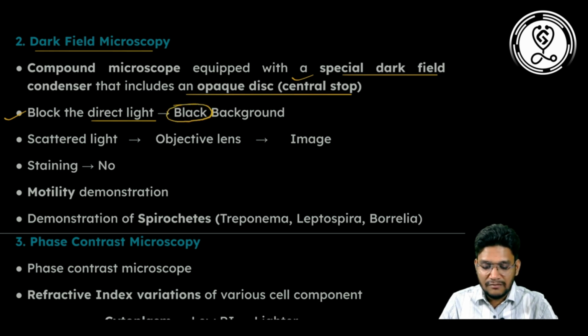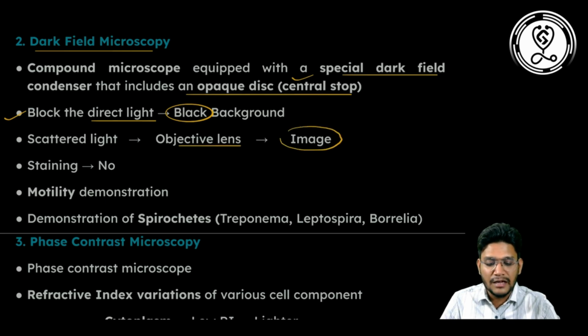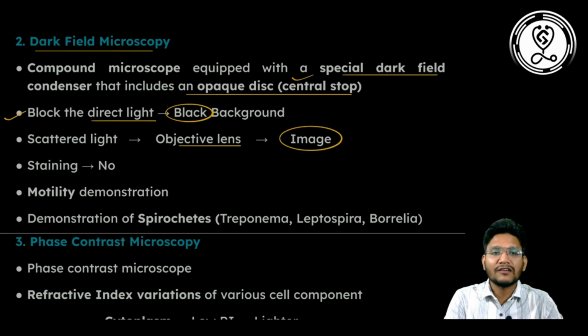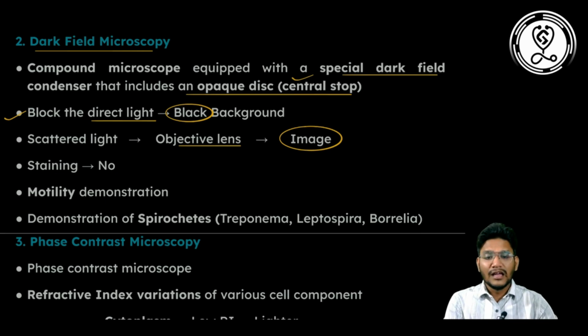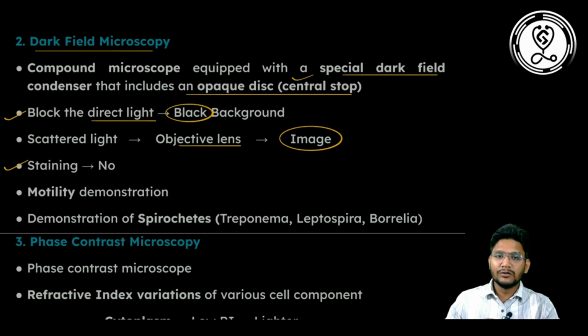Okay, so here we will get a black background, right? Whatever the scattered light, the light will reach the objective lens and will lead to the formation of the image of that object. So this is the functioning of dark field microscopy. We do not need any kind of staining here. Okay, so we do not need to stain the objects. We can go directly.